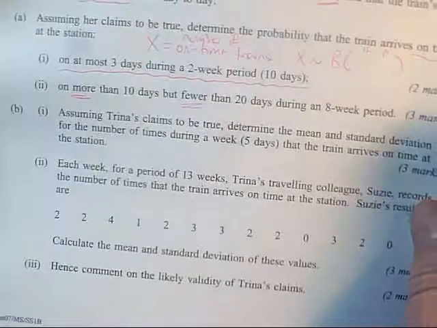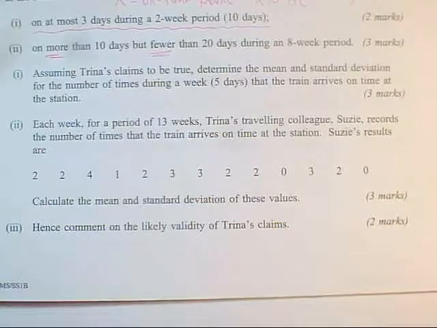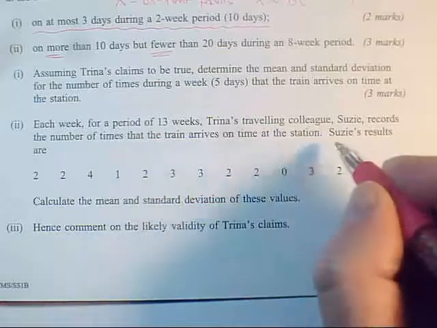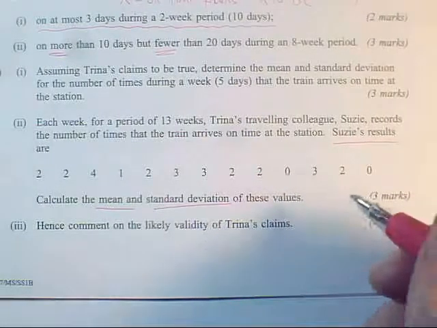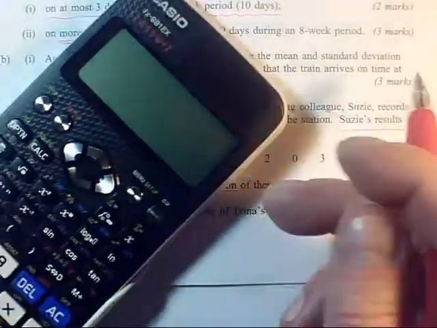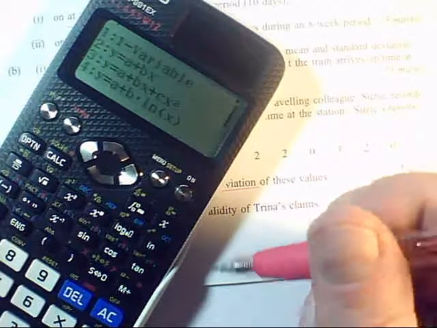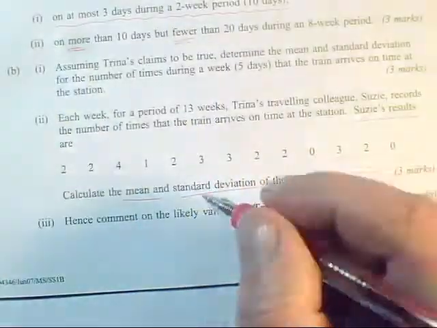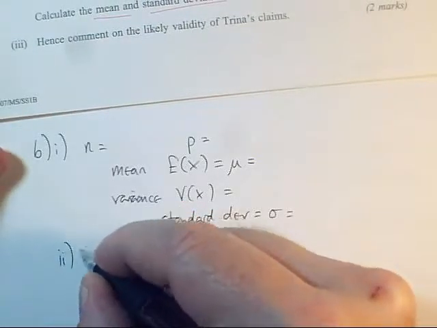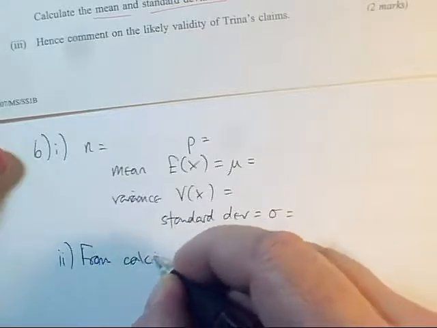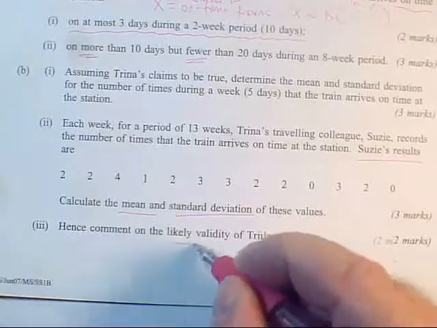Okay, so then what do we have to do? All right, we have to look at some data that's given. So we are following Susie, who's recording the number of times the train arrives on time at the station, and these are Susie's results, and we've got to find a mean and a standard deviation of these values. Okay, so we've got a list of data, and we have a calculator, so we're going to go into our ordinary statistics mode, and it's just a list of data, so we're going to be using 1-var, and out of this we're going to be getting an x bar and an sx value. So in your solution, you just need to say from your calculator x bar equals and sx equals, and then you've got to comment on the likely validity of Trina's claims.